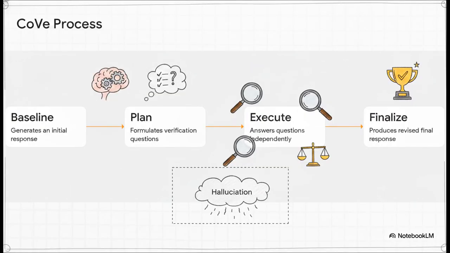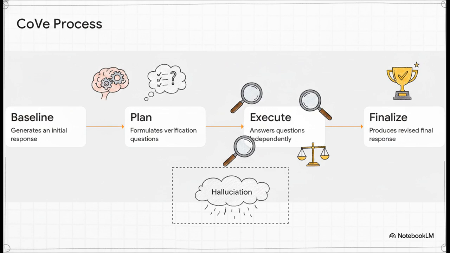Another super fascinating pre-generation technique is chain verification, or COVE. Think of it as the AI taking a deep breath to plan out and double-check its own math before handing in the final test. First, it generates a baseline response. Then it actively plans out verification questions to fact-check its own claims. Crucially, the model answers these verification questions independently without even looking at its original response, so its own biases don't creep in. Finally, it uses those verified answers to generate a corrected final response.